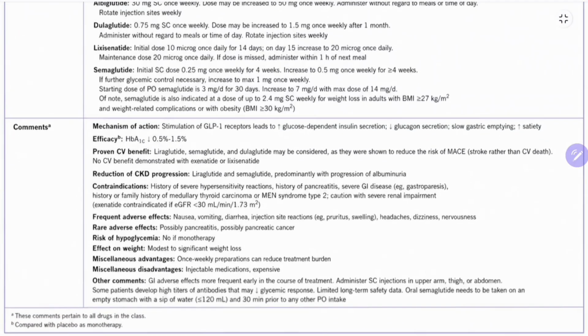Now coming to the mechanism of action, already you know. So this is important. They have a proven CV benefit. Liraglutide, semaglutide and dulaglutide reduce the risk of MACE and stroke rather than CV death. That's why in patients who have cardiovascular disease, a GLP-1 receptor agonist must and should be included in the regimen. And also they reduce CKD progression. So if SGLT2 inhibitors are not suitable, you can use GLP-1 receptor agonists like liraglutide or semaglutide instead.